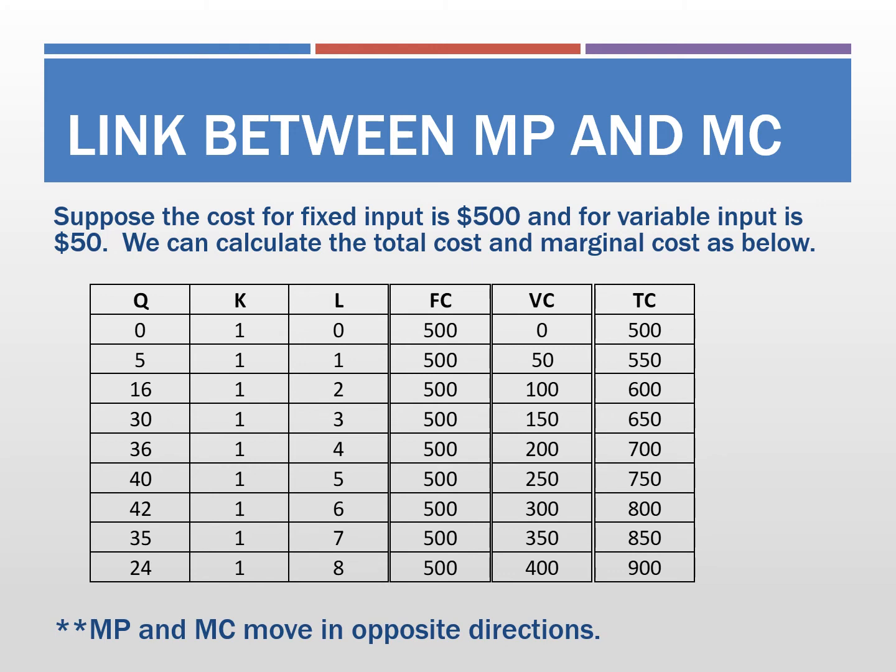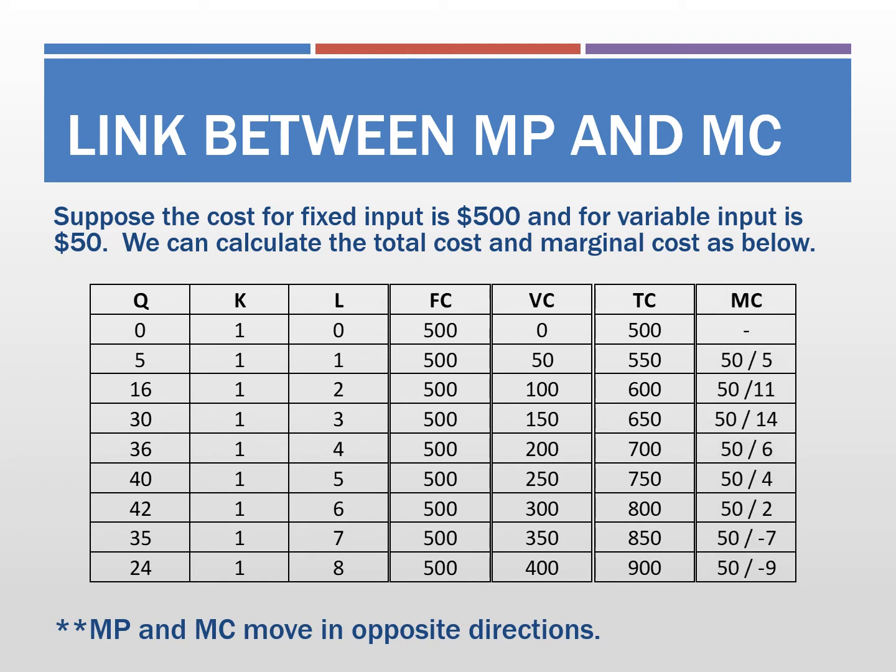The total cost is basically the sum of the fixed cost and variable cost columns. So the first row tells you that even though the firm is not producing anything, 0 units, the firm still has to pay the fixed cost, which is $500. As the firm increases the output to 5 units, 16 units, 30 units, more of the variable inputs will be used in production, and that will add to the variable cost, and that's why the total cost will also increase.